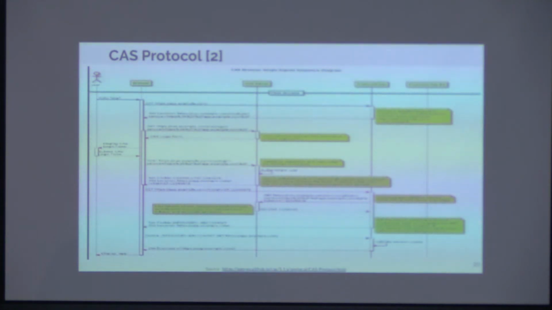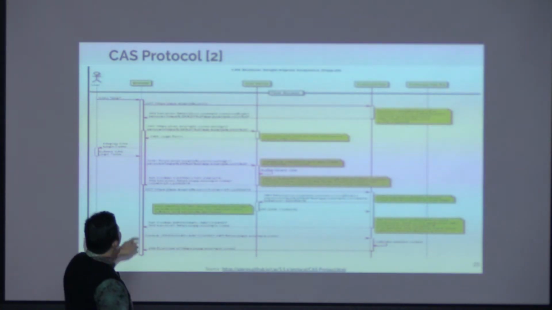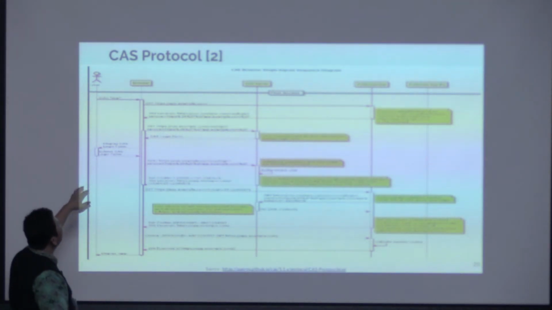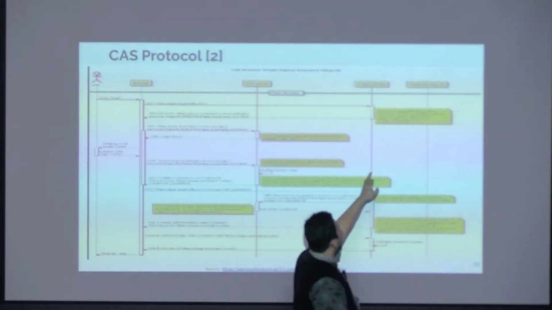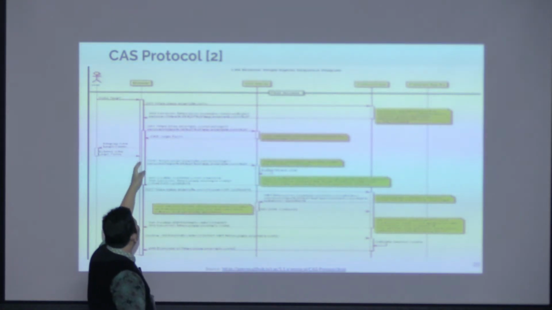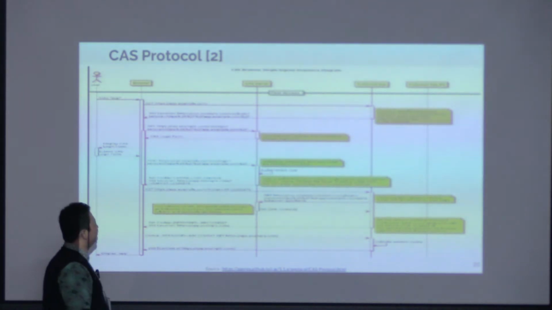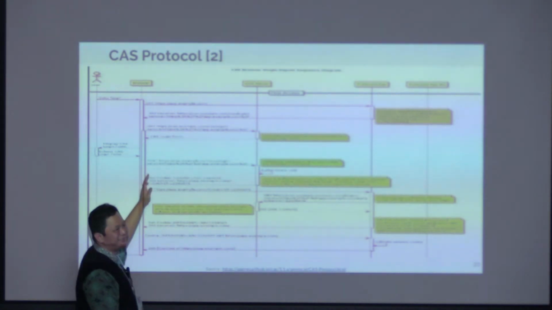This is the scheme. There are several phases in the CAS protocol. There's a first access, called the GET. When you use the CASified application, the application will redirect you to the CAS server, and the CAS server presents you with a login form. If you enter your correct credentials, it will generate a TGT, the ticket granting ticket.